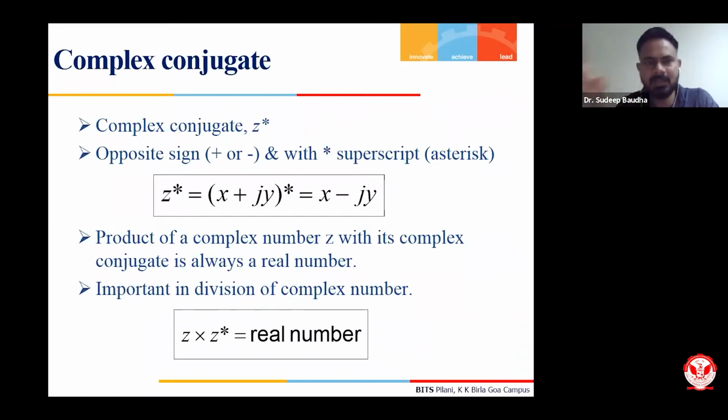And in the real world also, a complex number and its complex conjugate are known as duals of each other. Any number which has a real part and an imaginary part will always have its complex conjugate, and multiplication of that complex conjugate with the complex number itself will result in a real number. That I will show you.